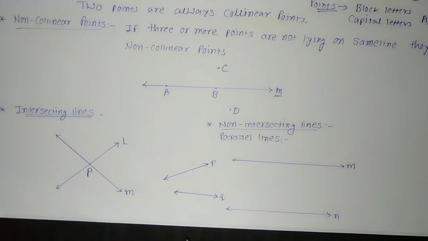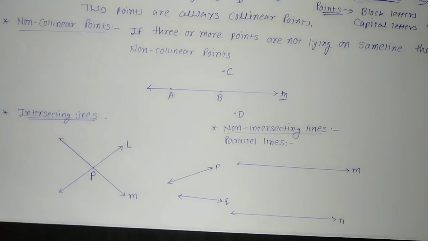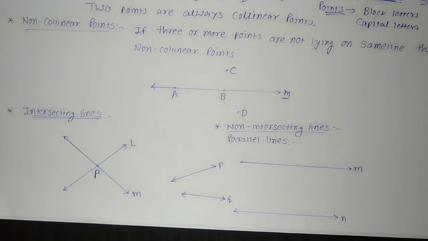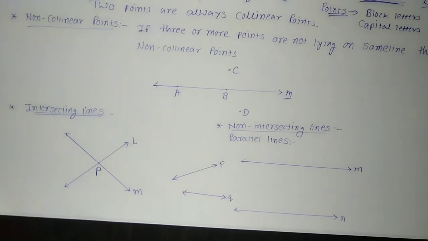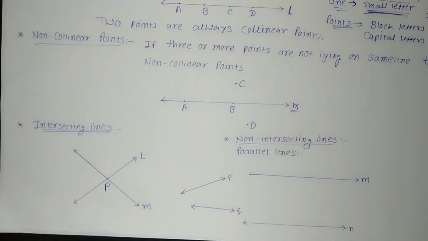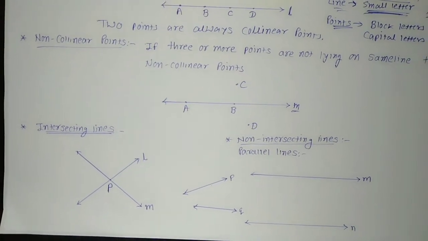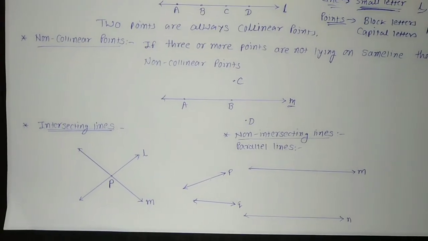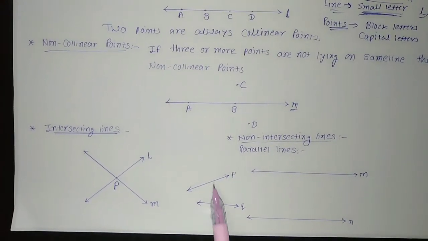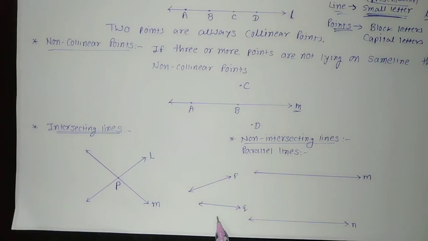Can you give me the reason why? I'm giving you 10 seconds. Tell me why these two lines are intersecting lines. Yes, your 10 seconds are over. Why are they considered intersecting lines, why are they not considered non-intersecting lines? As you can see, when I have drawn this P and Q, these lines are not intersecting each other. Then why are they not non-intersecting, and why are they intersecting?